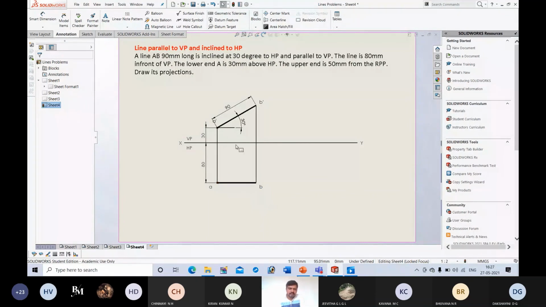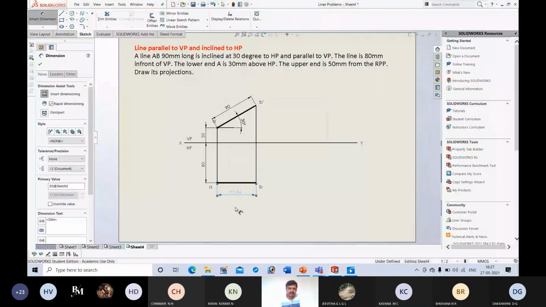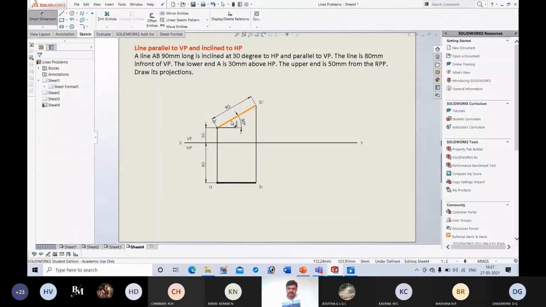Now, front view is 90 mm. If you measure the length of this top view, it is less than that. So it is 77.94, that is 78 mm. So it is having less length because of the inclination. Since the line is inclined at 30 degree to HP, the view on HP will have false length, less length. That means length gets reduced because of the inclination.